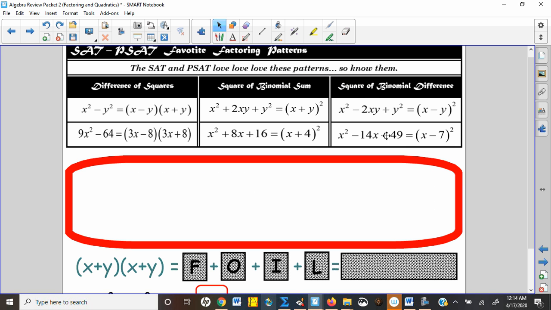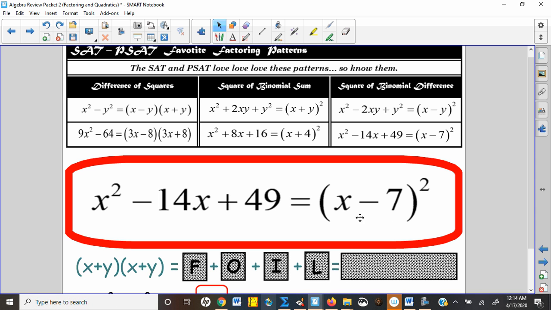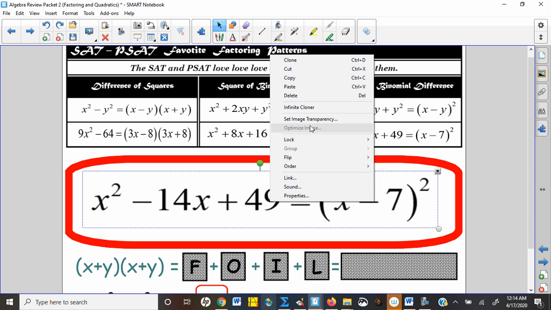Okay, same thing here. X minus 7 squared is really x minus 7 times x minus 7. But look at the pattern. Half of 14 is 7. Squared is 49. See how beautiful that is? And by the way, negative 7 times negative 7 still makes a positive 49, doesn't it?